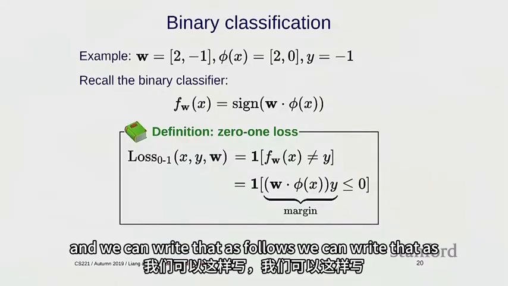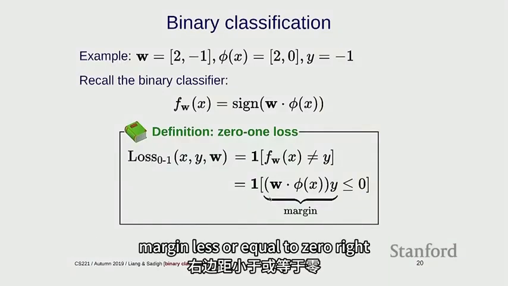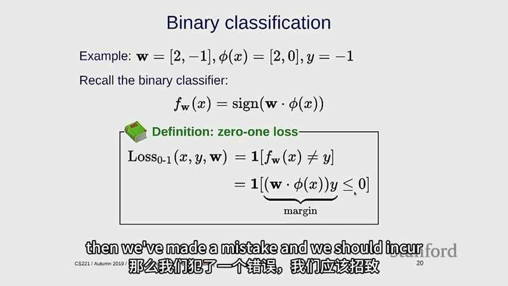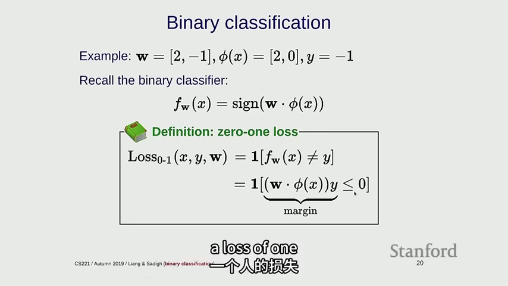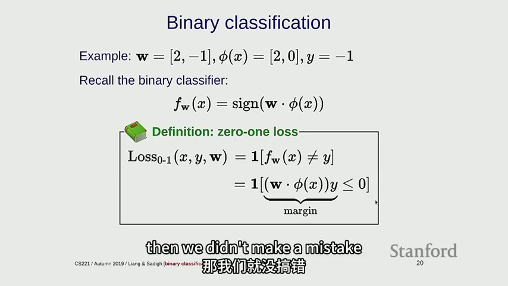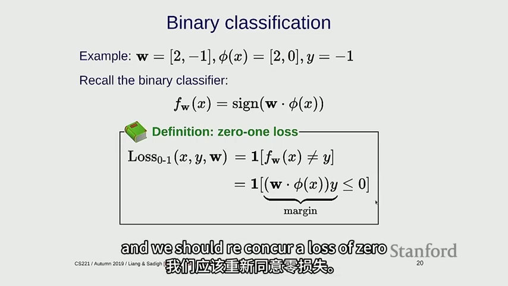And we can write that as follows. We can write that as the margin less than or equal to 0. Right? Because on the previous slide, if the margin is less than or equal to 0, then we've made a mistake, and we should incur a loss of 1. And if the margin is greater than 0, then we didn't make a mistake, and we should incur a loss of 0.